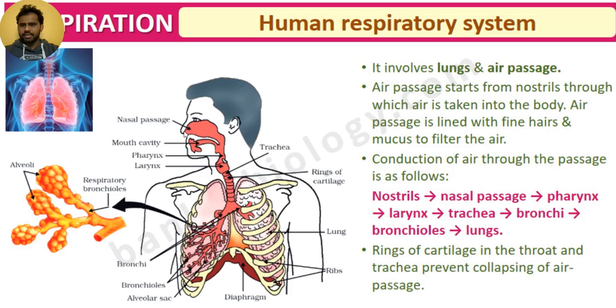There is a nasal passage, a mouth cavity, a pharynx, a larynx, and a trachea. We have rings of cartilage. We will understand what its importance is. We have respiratory bronchioles, alveoli, lungs, ribs, diaphragm, bronchioles, alveolar sacs, and bronchi. So these are the parts. Too many parts are there in the human respiratory system.